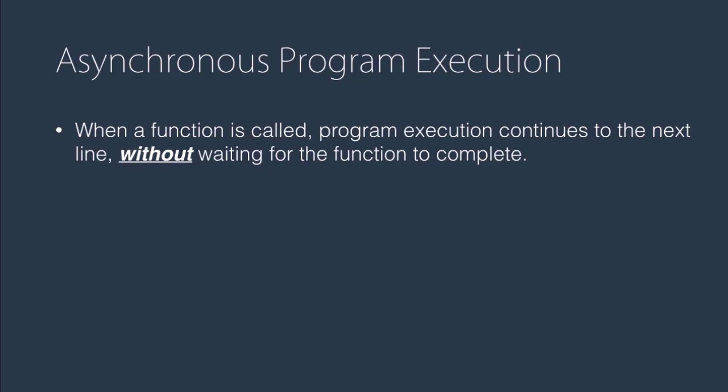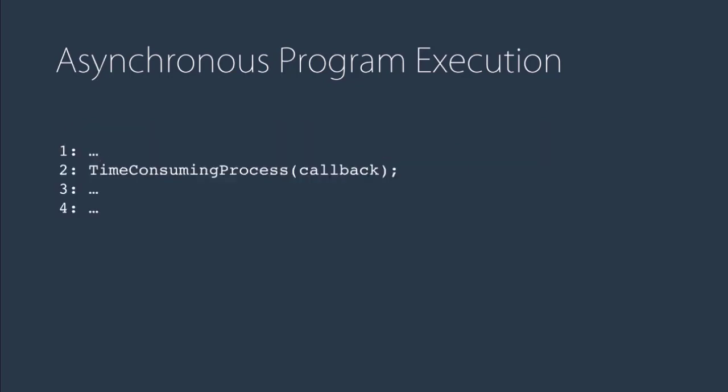Now, in asynchronous program execution, when a function is called, program execution continues to the next line without waiting for that function to complete. So let's do another simulation. This time, you will notice that the second line executes immediately and the control will go to line 3 and 4. In the second line, we provide a callback to that time-consuming function. So when the execution of that function is finished, then that callback function will be called.